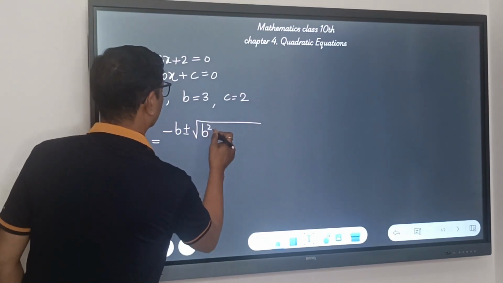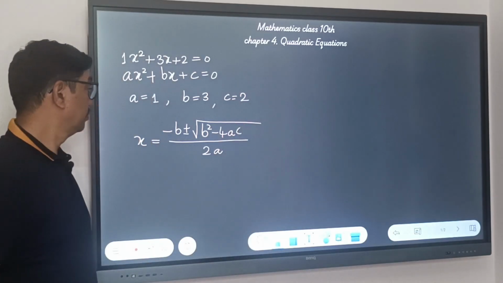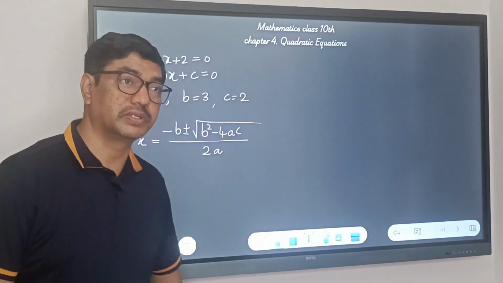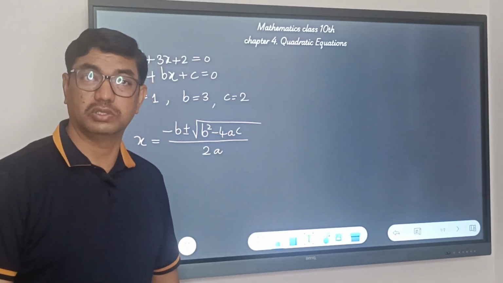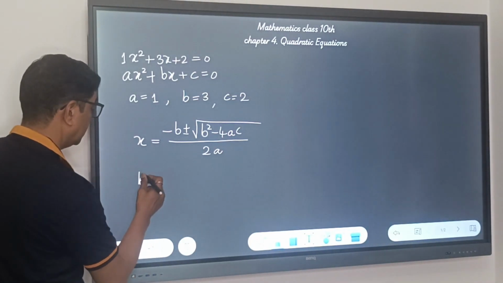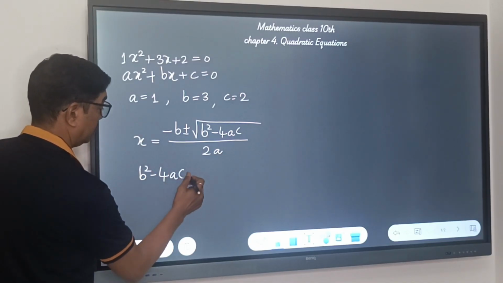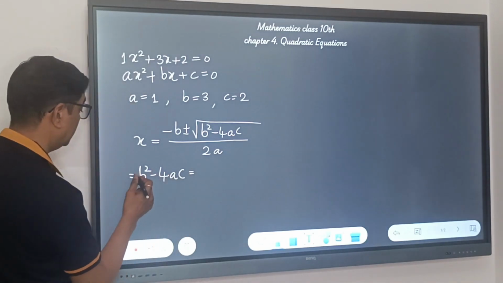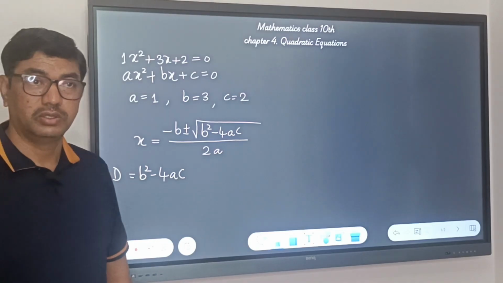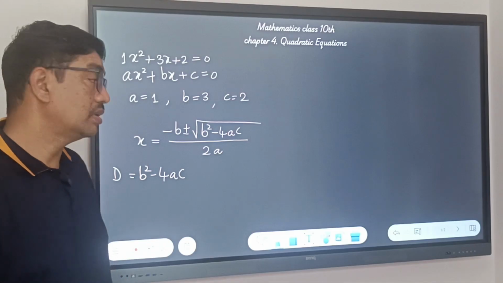root of b square minus 4ac, whole divided by 2a. So this is the formula you are going to use to solve the quadratic equation for the roots or zeros of the quadratic equation. And what is b square minus 4ac? B square minus 4ac is the discriminant. D is called the discriminant. So before solving the quadratic equation, we have to find out or test for d.